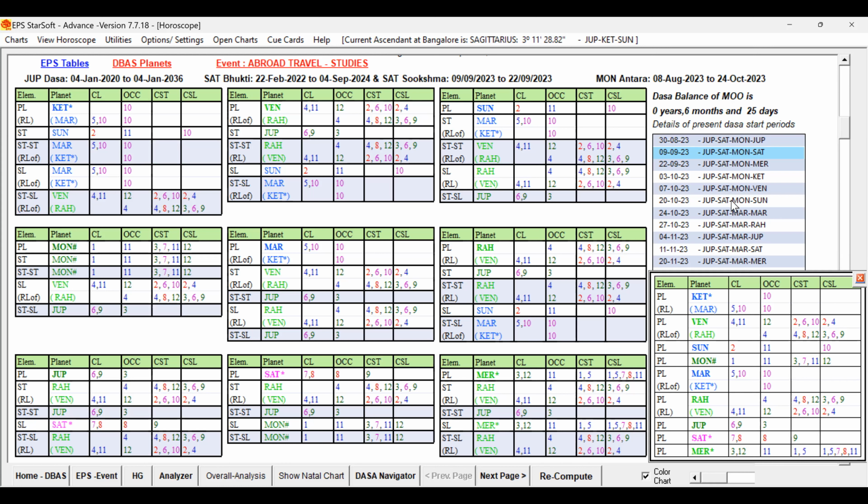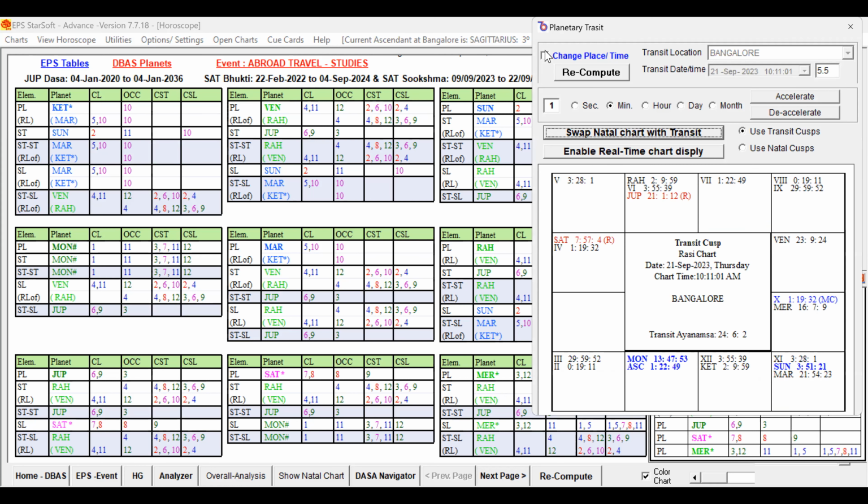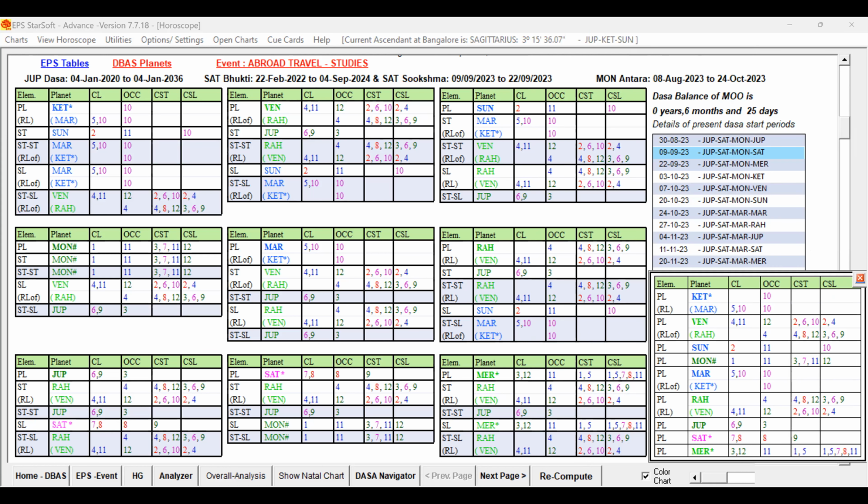So I think we are able to understand. We can also check, if possible, how the transit was at the time, end of December, for example, September, October, November, December 2018. Just a minute. 2018. Yes, December. She traveled abroad. End of 2018.